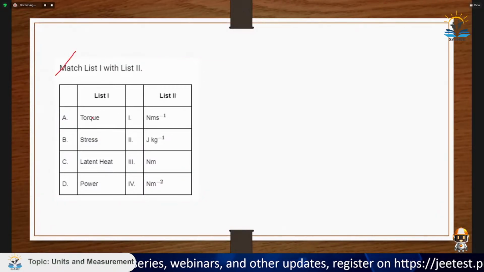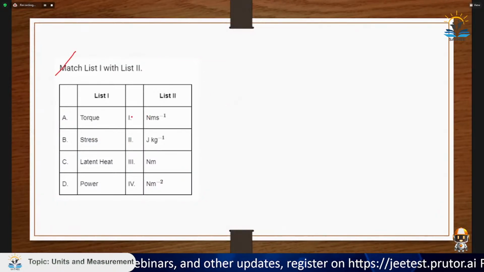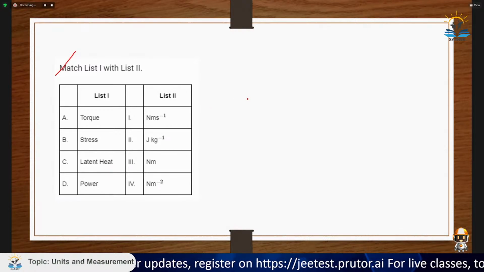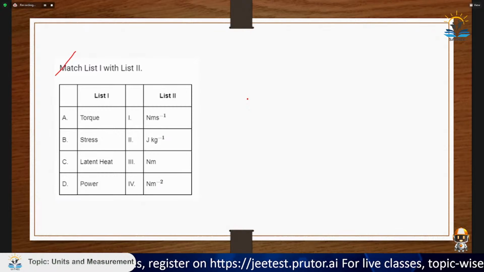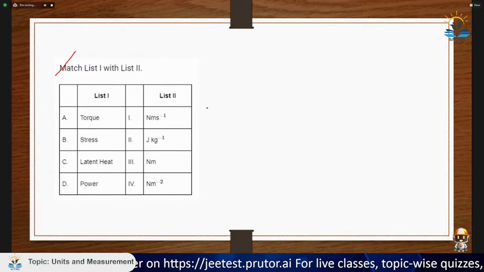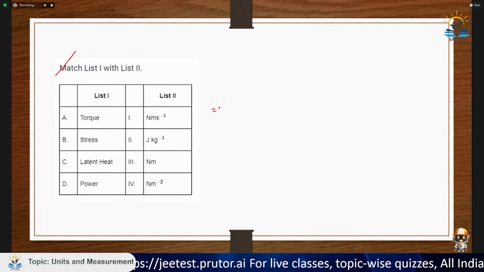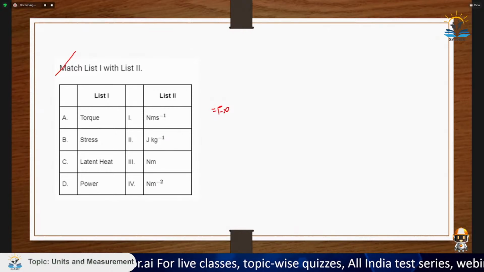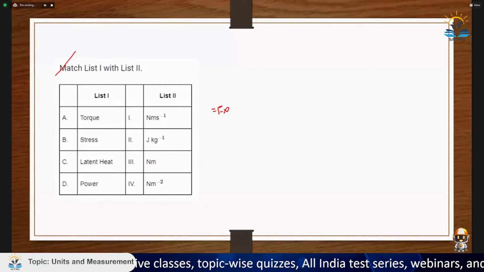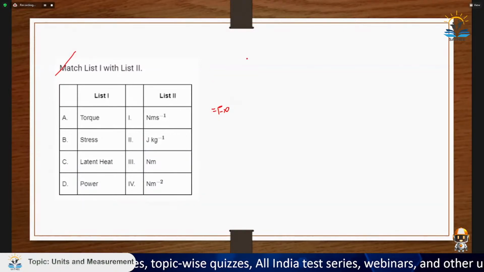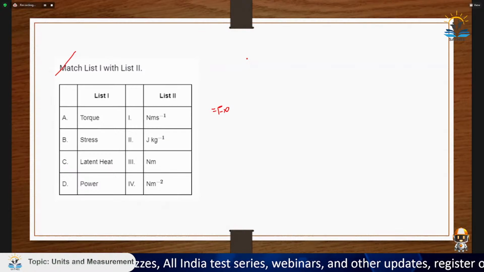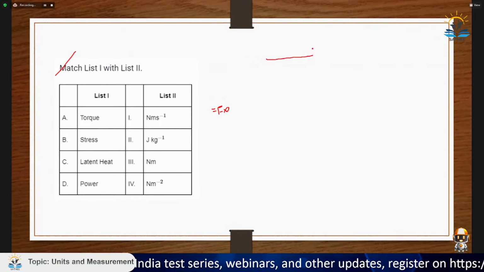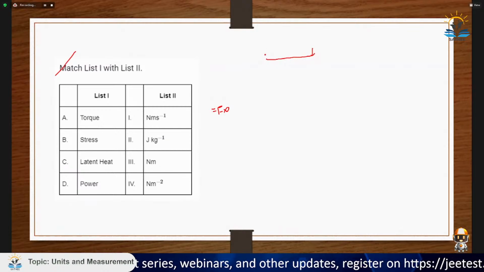Match list one with list two. Okay, so I need to match the lists. So let's do it one by one. Torque is what? As I told you earlier also, for solving the units and measurement chapter, you need to have the concepts of other chapters in your mind. So what is torque? Torque is nothing but force into... like, if you don't know, torque is the rotating effect of force. Like let's say this is a rod and here you are applying force and your rod is, let's say, hinged at this point.